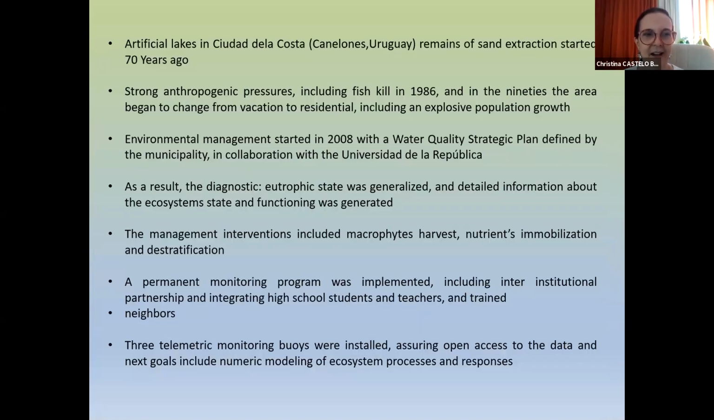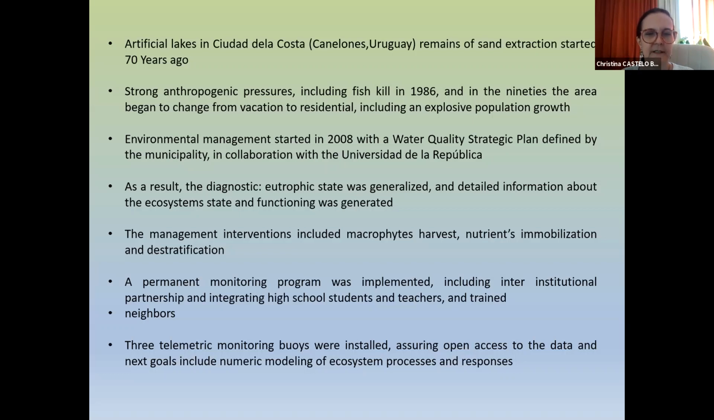Artificial lakes in Ciudad de la Costa, Canelones, Uruguay, remain from sand extraction that started 70 years ago. Strong anthropogenic pressures, including a fish kill in 1986. And in the 90s, the area began to change from vacation to residential, including explosive population growth.